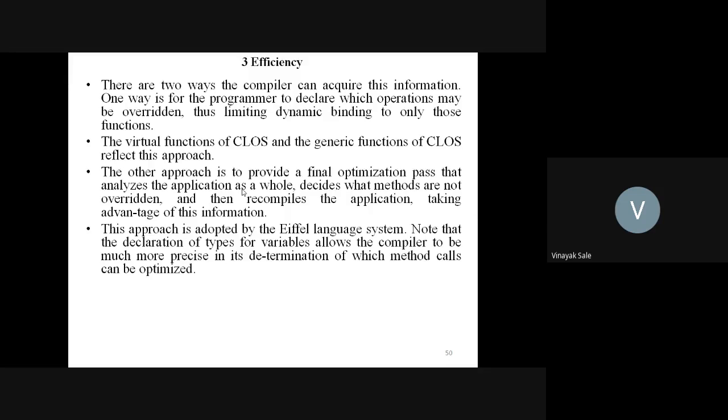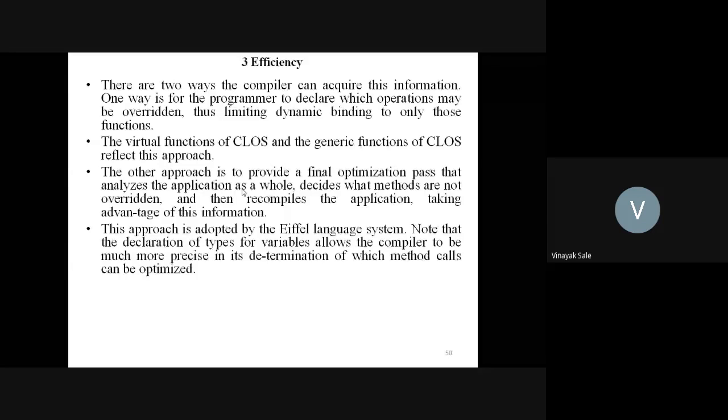Note that the declaration of types for variables allows the compiler to be much more precise in its determination of which method calls can be optimized.